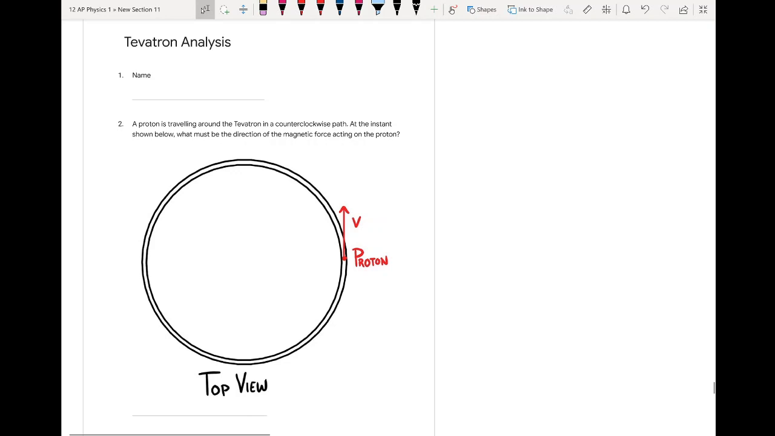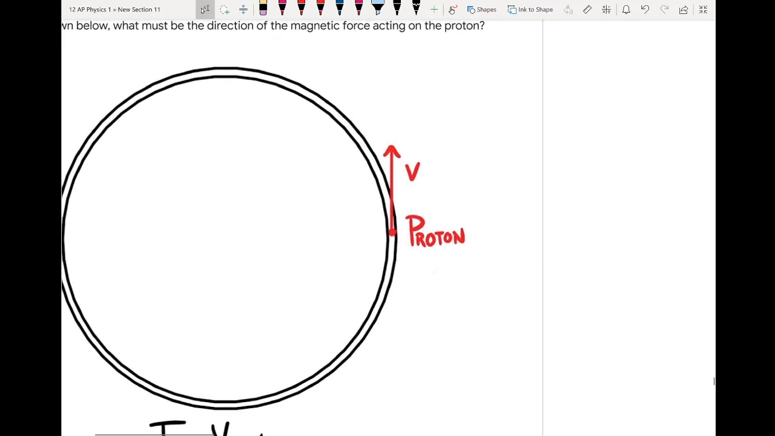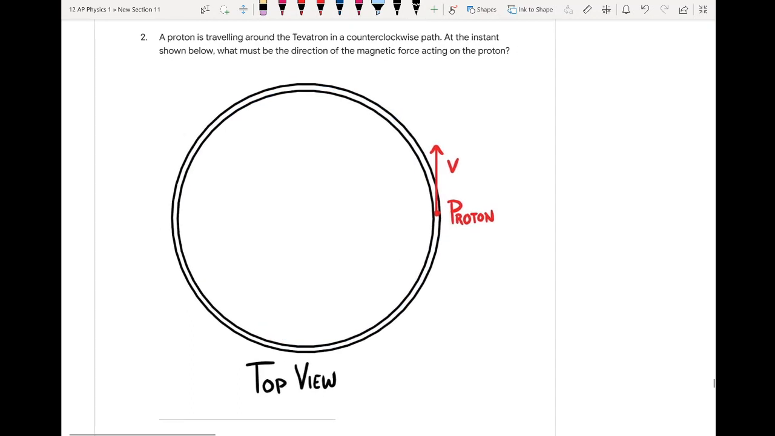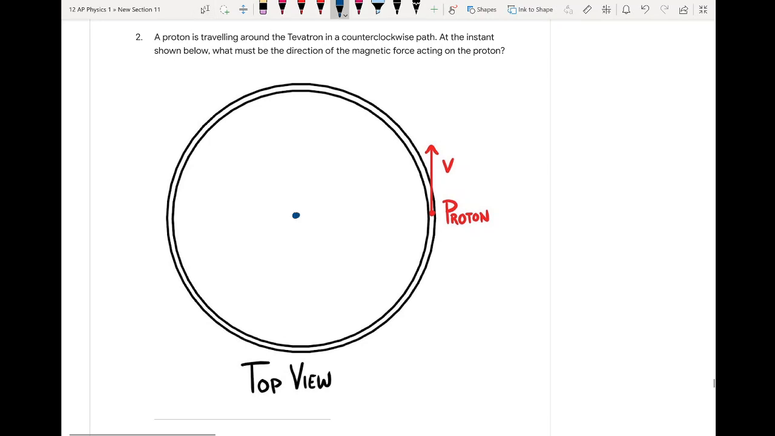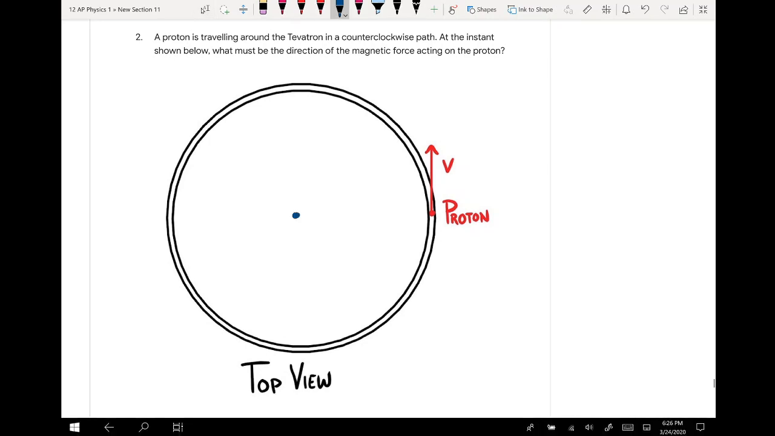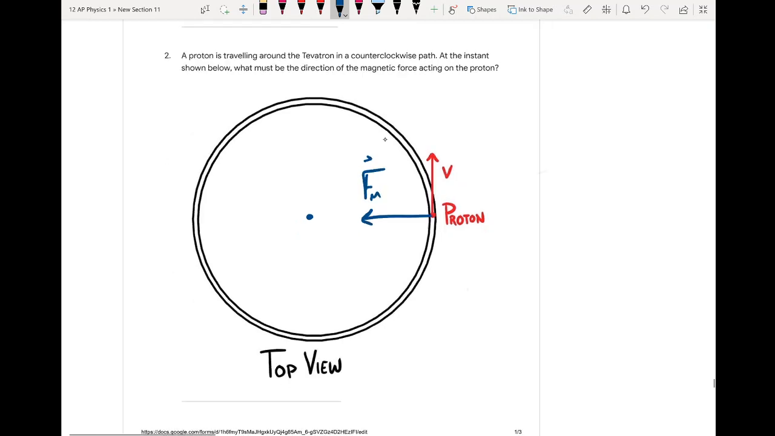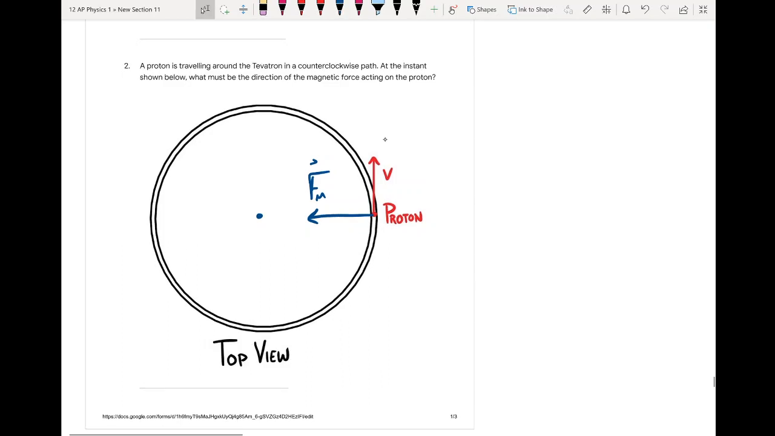So with this, what we're looking at is a proton traveling around the Tevatron in a counterclockwise path at the instant shown below. What must be the direction of the magnetic force acting on the proton? We're going in this counterclockwise circle, and as you've talked about in other physics classes, in order to have circular motion you need a center-pointing force. You need some sort of centripetal force that is bringing us towards the middle of our circle, pulling us back in every single time.